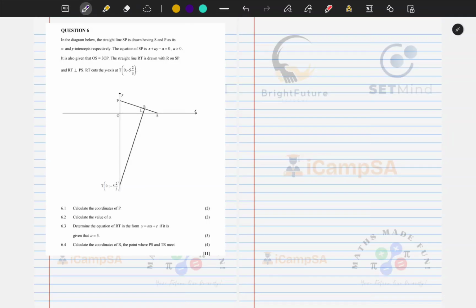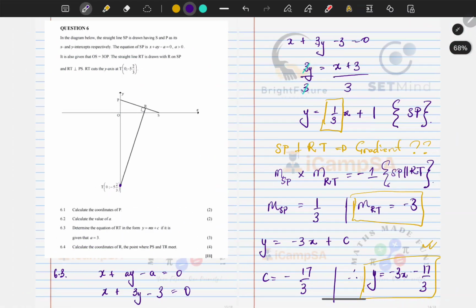Perfect. So in 6.4, they are saying calculate the coordinates of R, the point where PS and TR meet. Right. So this is very simple. This is where the points meet. So that means that we are going to equate the equation of SP and RT. Right. It's going to be simple. So if you have, it's going to be 6.4. So your SP, right? So the equation of SP was what?